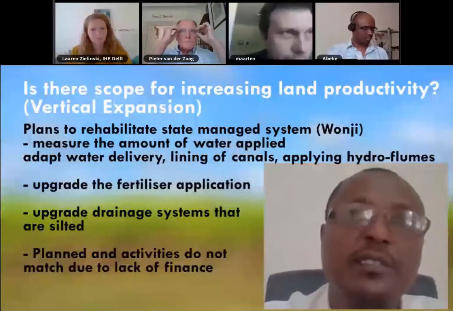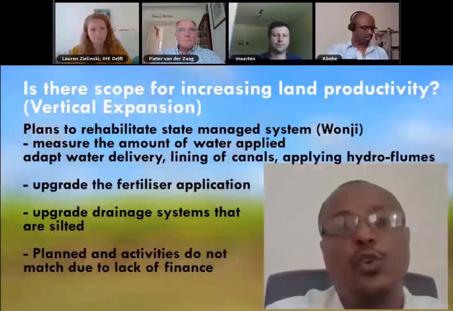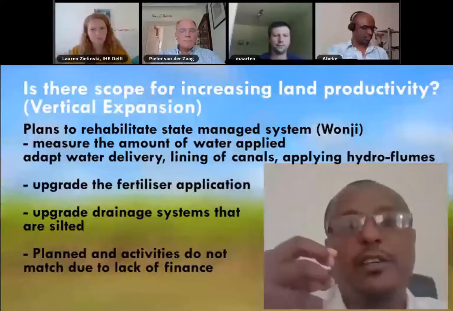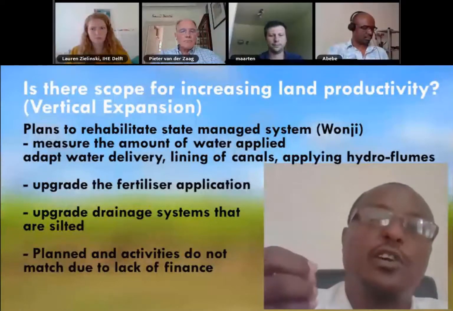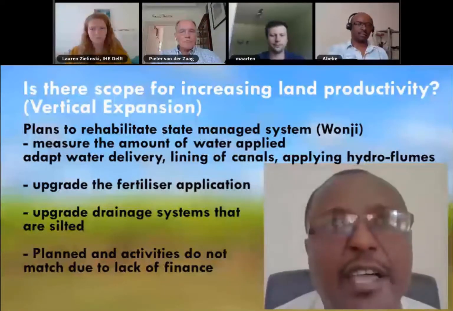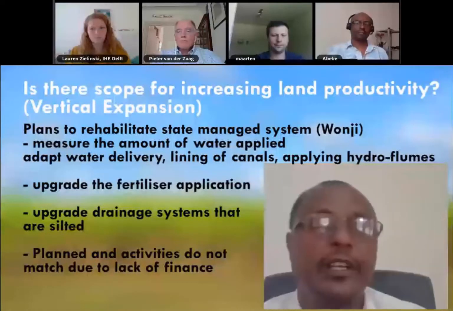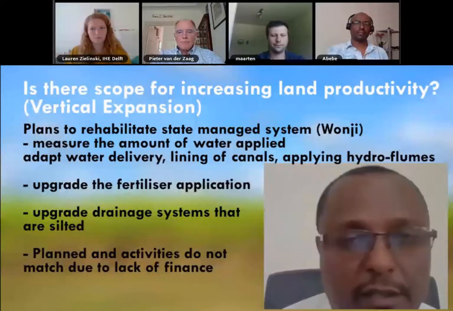The second one is that our division also tries to take some measures to reduce these problems. For example, we are trying to measure the amount of water entering the fields.